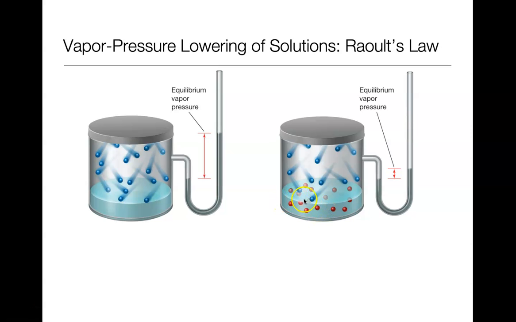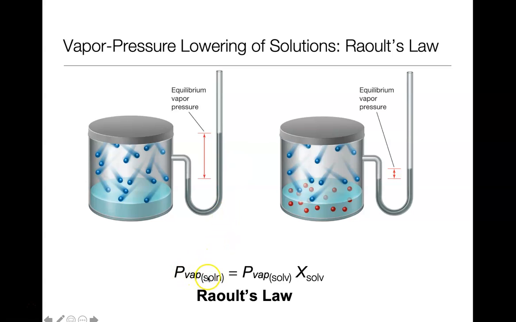So when you have this high entropy solution down here, the driving force is for the water to stay in that high entropy state, which reduces the amount of water in the vapor phase, resulting in a lower vapor pressure. This was quantified by Raoult in Raoult's law, in which the vapor pressure of the solution is equal to the vapor pressure of the pure solvent times the mole fraction of the solvent.